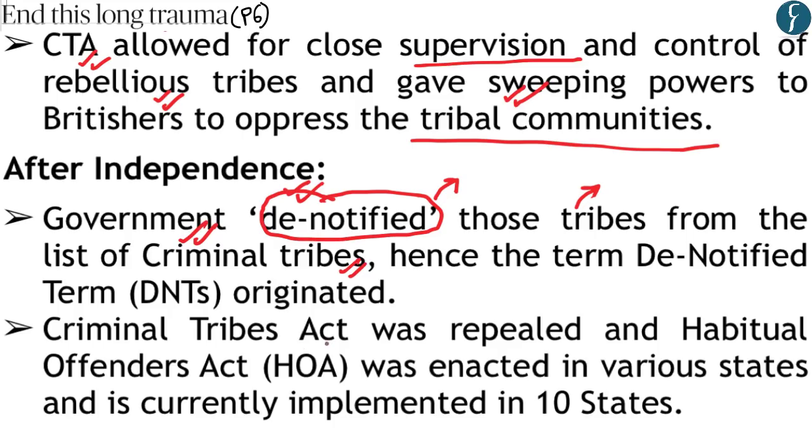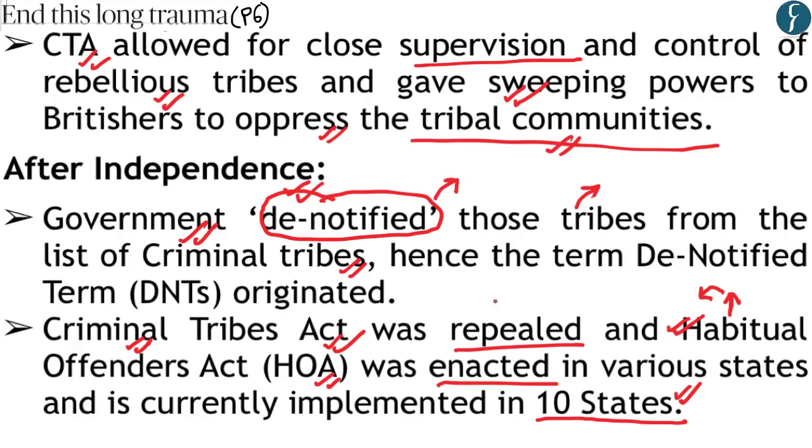And after that, the Criminal Tribes Act was also repealed, and a new Habitual Offenders Act was enacted. But what is happening now is that this Habitual Offenders Act continues to be implemented in around 10 states in India, where even though the Habitual Offenders Act does not contain any name of any tribe, it still allows the various provisions which were given under the Criminal Tribes Act to continue to oppress the tribal communities. And therefore, according to the author, state governments continue to use this law to oppress the tribal communities.